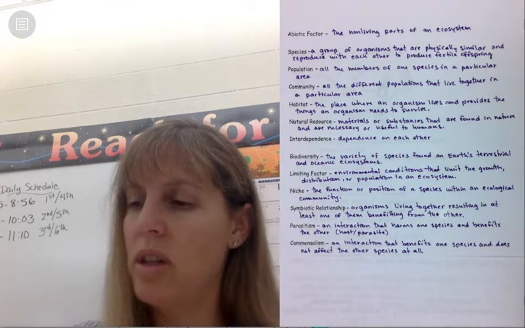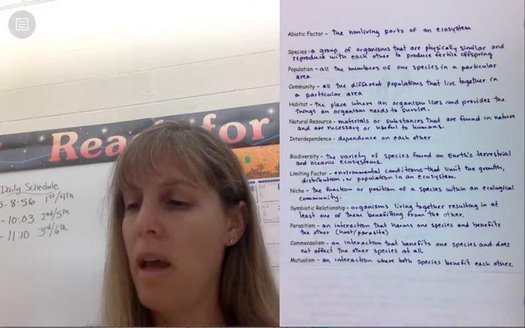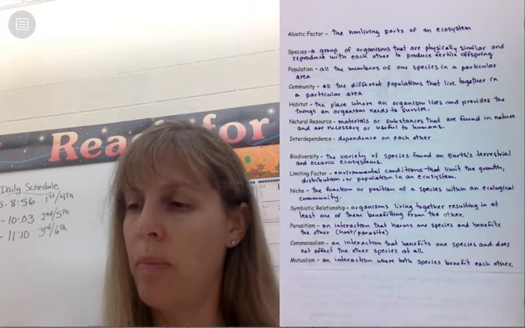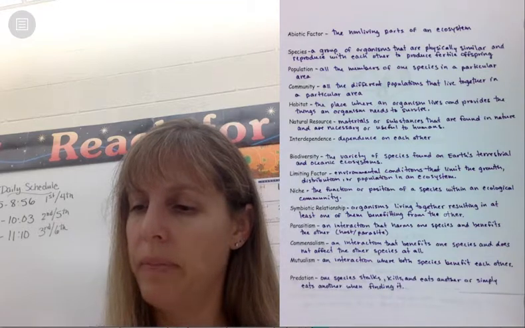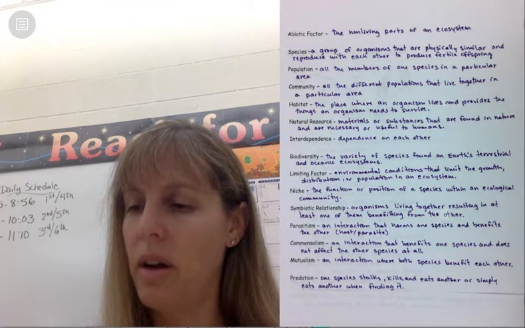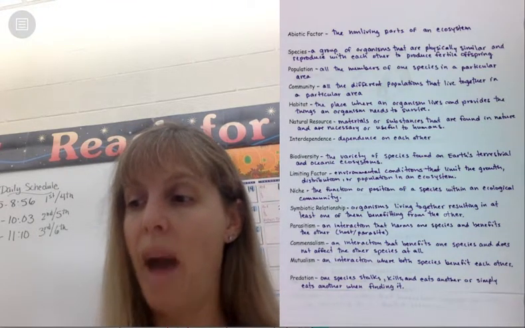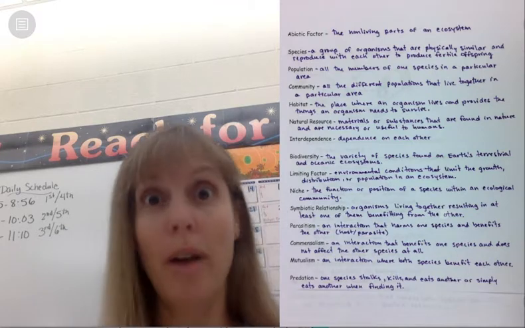Commensalism is an interaction that benefits one species and does not affect the other species at all. Mutualism is an interaction where both species benefit each other. Predation is where one species stalks, kills, and eats another, or simply eats another when finding it. And again, that benefits one species and, of course, harms the other one because it kills it.